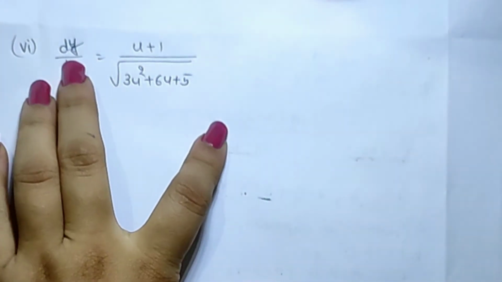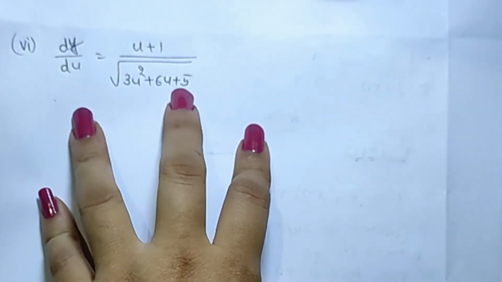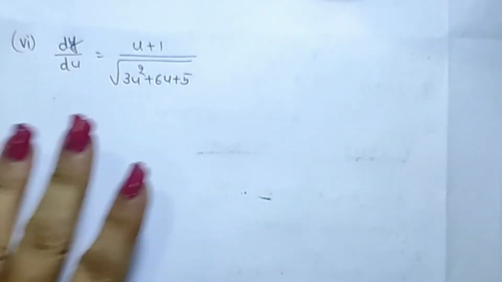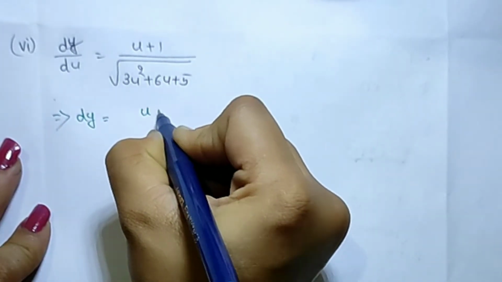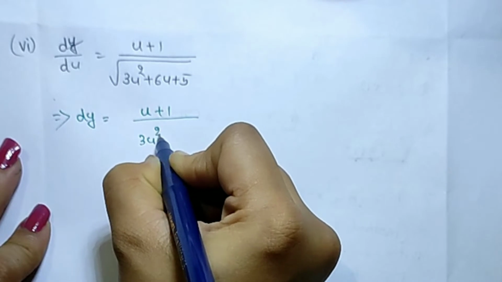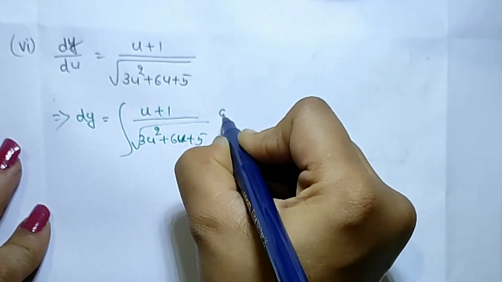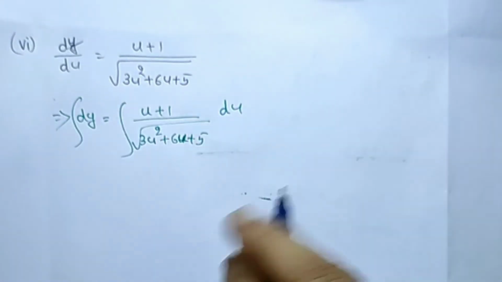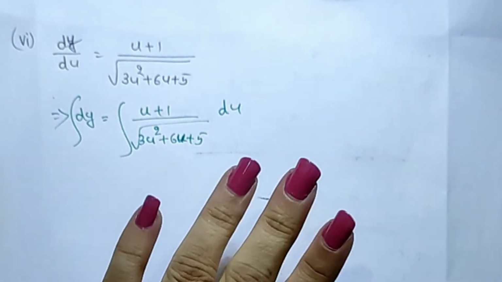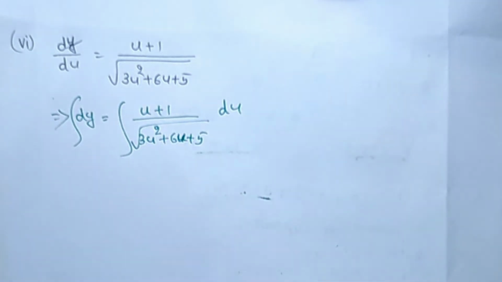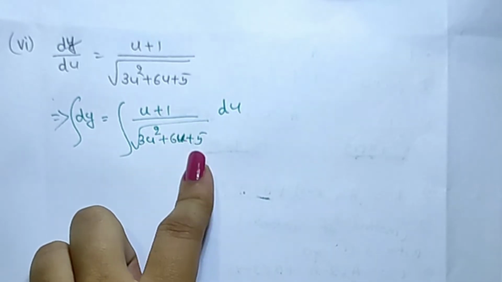Next question. dy by du is equal to u plus 1 by root over 3u square plus 6u plus 5. What can we do? Implies that dy is equal to u plus 1 by root of 3u square plus 6u plus 5 into du. Now integrating both sides. How can we find this integration? Whatever you have studied in your integration chapter, you are going to apply all that concept in this chapter. Now we can integrate this term by the substitution method.